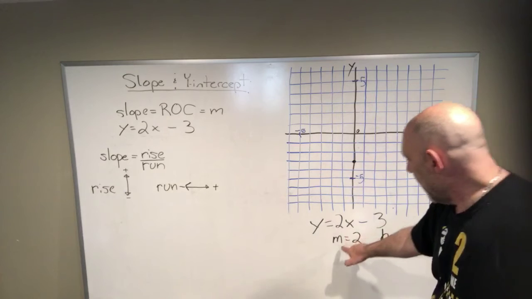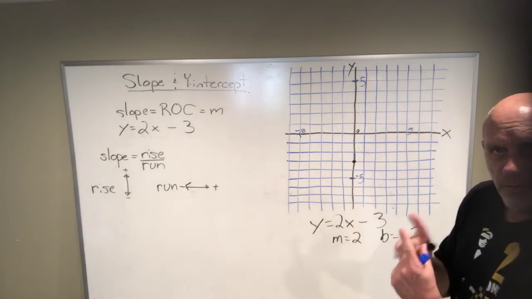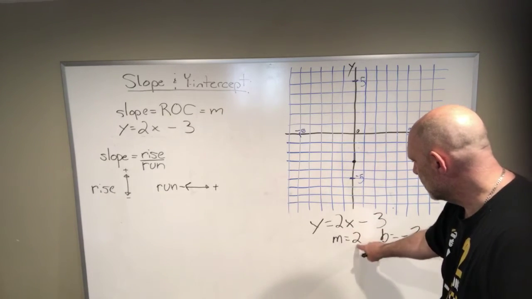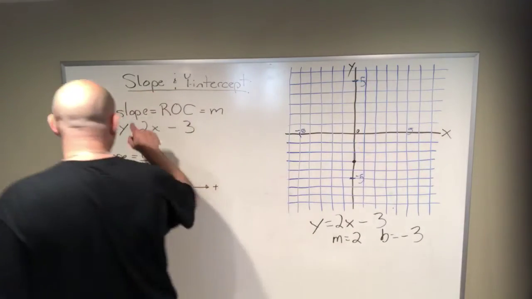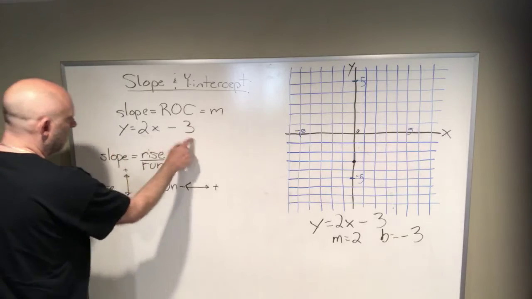So what I know from the equation, I've identified it. The number beside x is the slope. And the number beside x is 2. So the slope of this thing is 2. What does that mean? The slope, the rate of change, it's m. Here we go, y equals 2x minus 3.